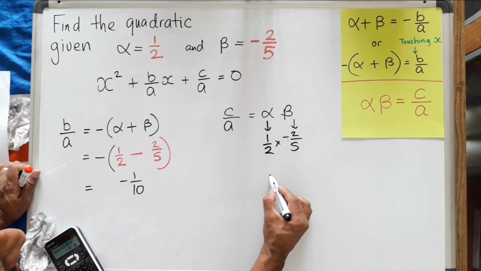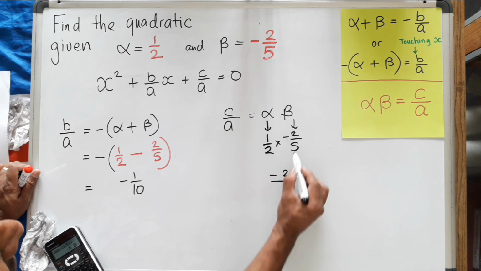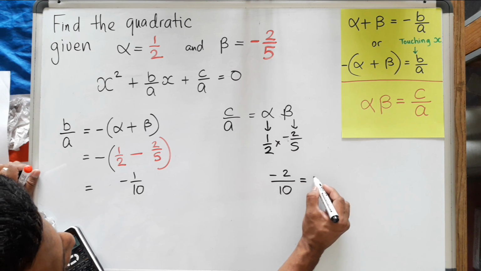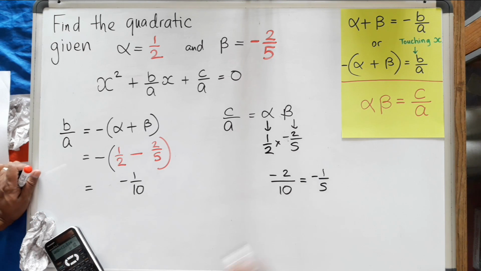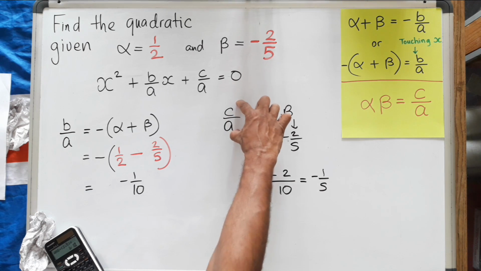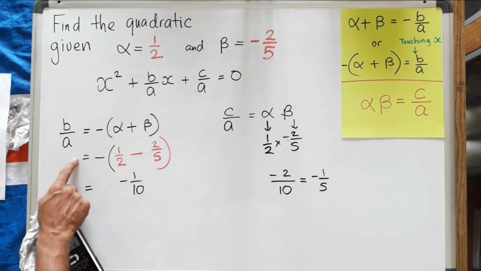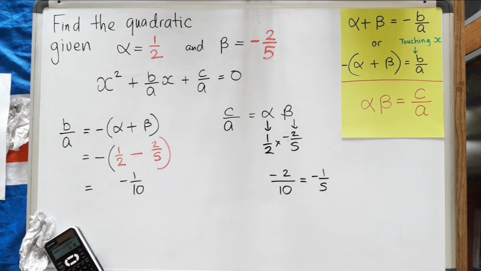1 by minus 2 is minus 2. 2 by 5 is 10. So we could simplify this if we wish. We get minus 1/5. Great. So we have C divided by A, so we know it's minus 1/5. And B divided by A is minus 1/10.